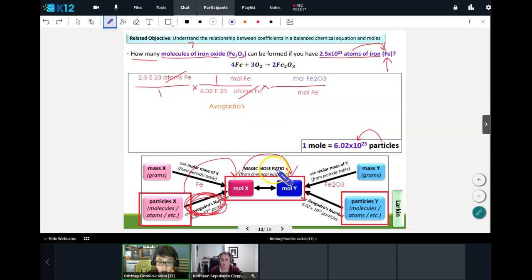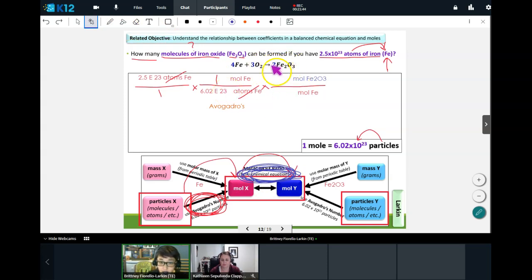Take a look at our diagram right here. I need to use what to get to that conversion? Take a look up here. Read it. What gets me moles to moles? Thank you, Annabelle. Yeah, we need the magic mole ratio from the chemical equation.